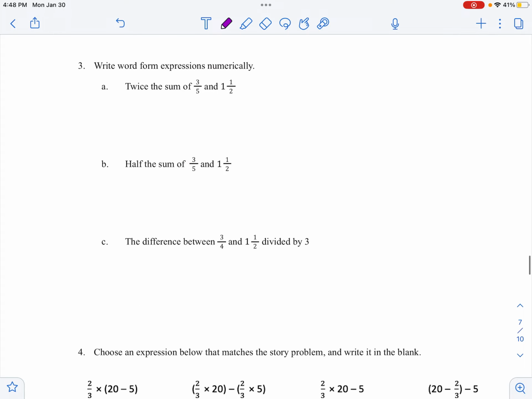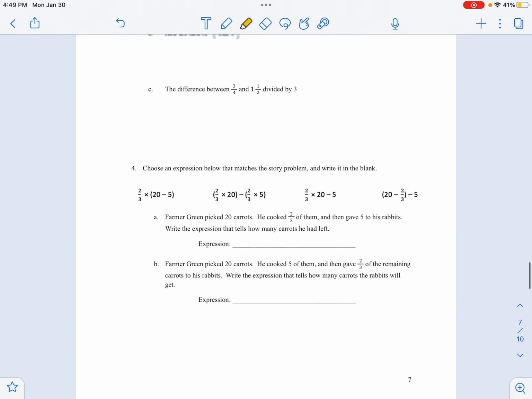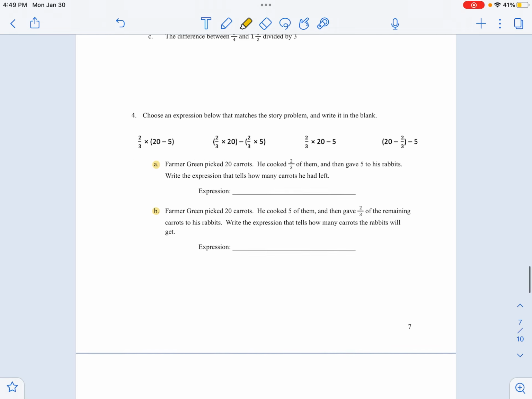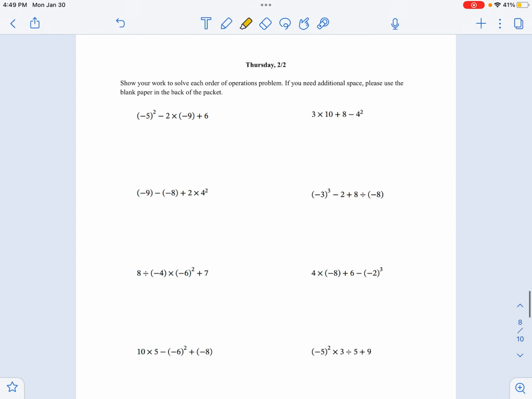In question 3, you're going in the other direction again. You're writing the word form expressions numerically, so you'll give me a number sentence. And in question 4, you've got a multiple choice set of questions to match the number problems in A and B. You can pause the video here if you're just here for Wednesday. The last part of this video will cover Thursday night's homework.